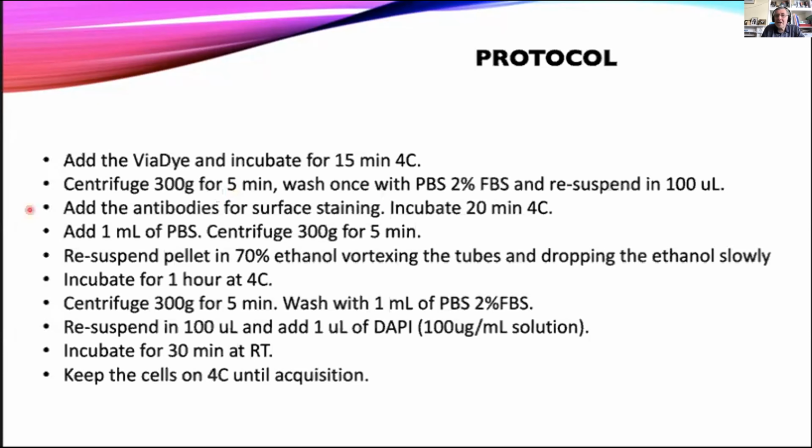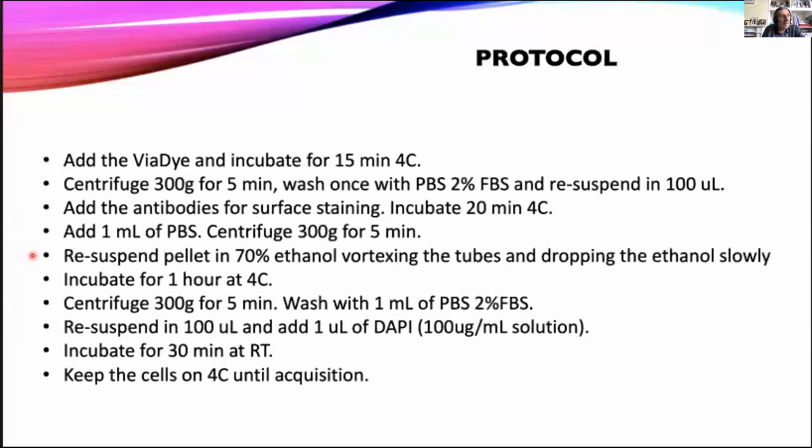We're then adding the antibodies for the surface staining and incubating them for 20 minutes. Normally we'll do this at 4 degrees C to try and keep those cells alive, but not really becoming particularly metabolically active. So it prevents internalization of our surface markers. Again, we'll wash, spin these cells, and then we've resuspended them in our fixative, 70% ethanol.